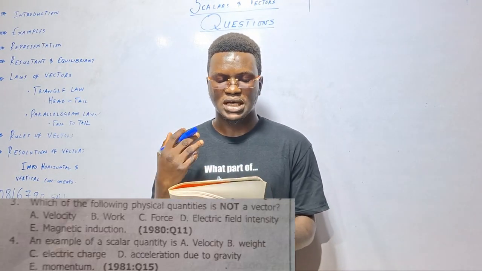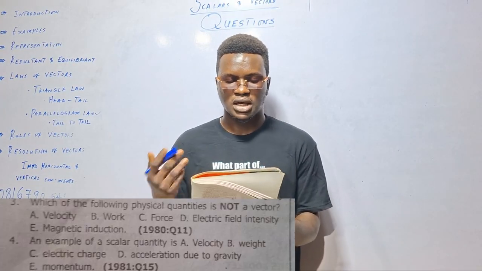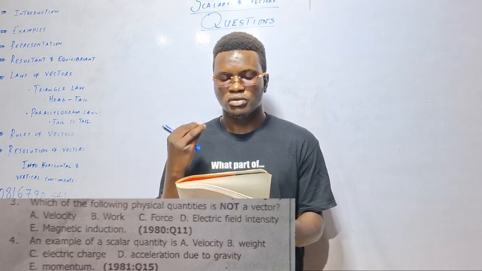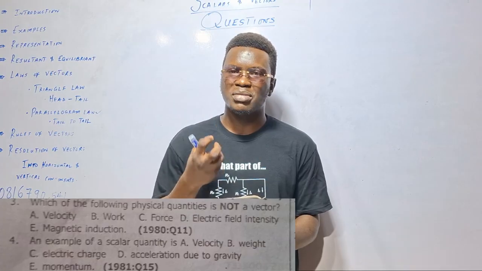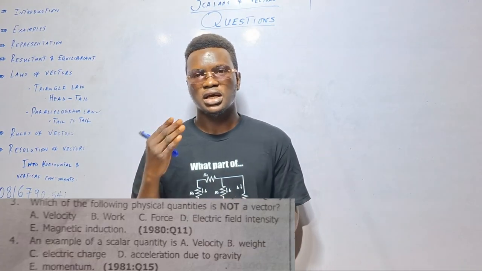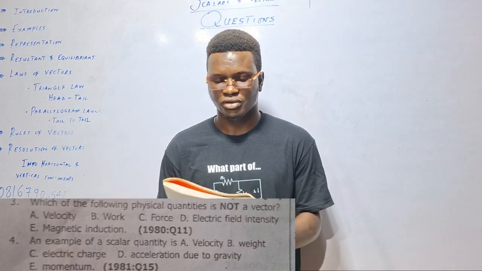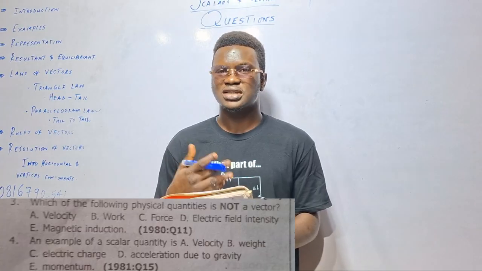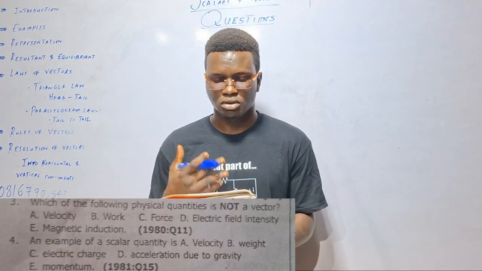The next question says that an example of a scalar quantity is A, velocity; B, weight; electric charge; and acceleration due to gravity; momentum. Velocity, weight, acceleration due to gravity, and momentum all signify magnitude and direction. So the answer here is electric charge. Electric charge is a scalar quantity. If you didn't know that before, you can add it to your examples. Weight, every time you see forces, they are majorly vector quantities, except some components of forces.